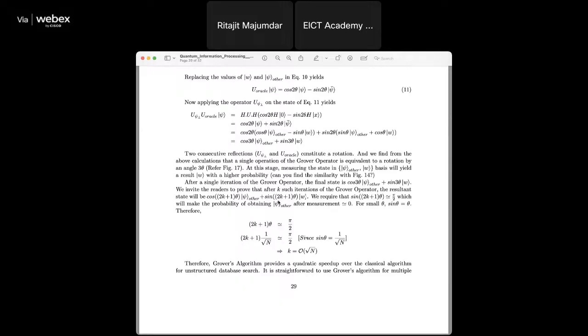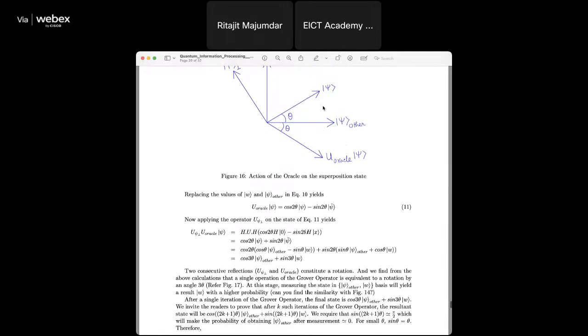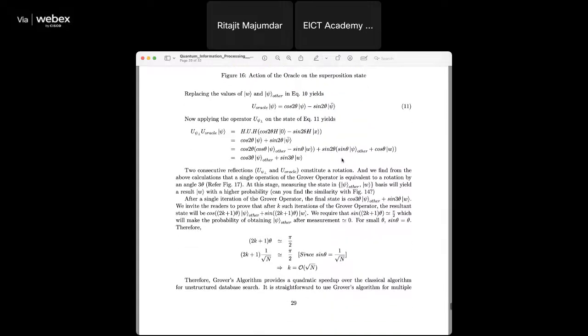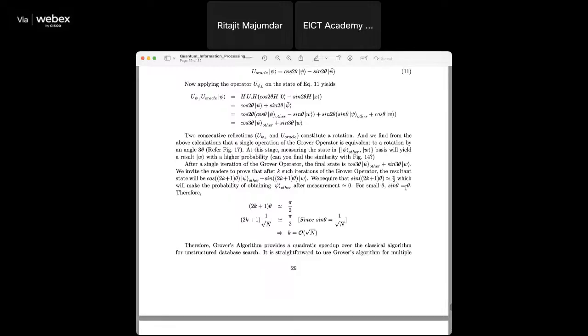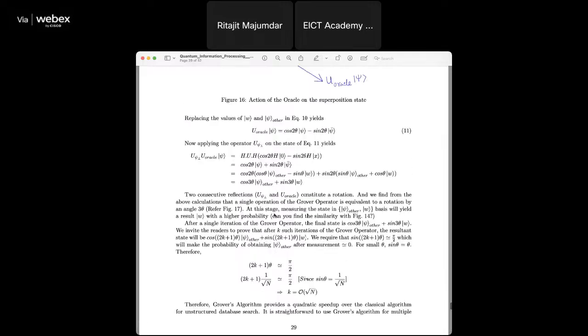We want sine of this. We want this portion to be equal to pi by 2, to be equal to 1 kind of thing. So we want this as pi by 2. And since we started by saying that this state is actually very close to psi other, we can do some mathematical approximations. We can say that sine theta is basically equal to theta. So we need 2k plus 1 theta to be equal to pi by 2.